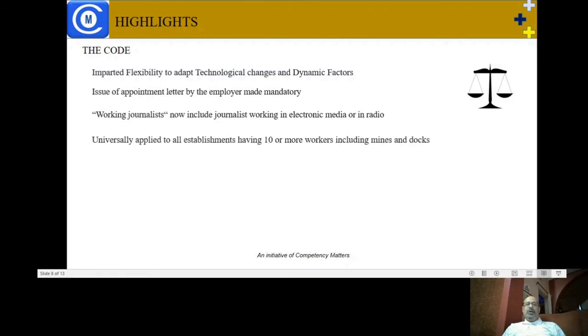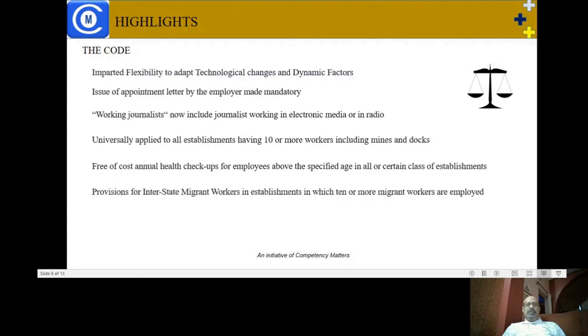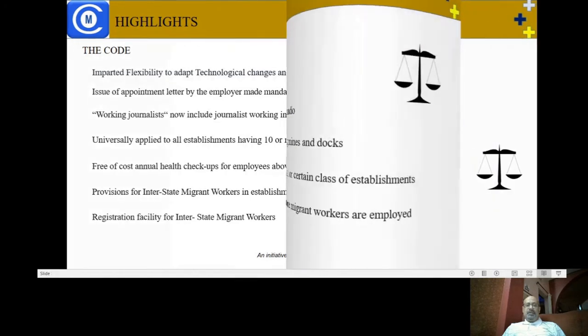Universally applied to all establishments having 10 or more workers, including mines and docks. Free of cost annual health checkups for employees above a specified age in all or certain class of establishments which will be notified by the government. Provision for interstate migrant workers in establishments in which 10 or more migrant workers are employed. Registration facility for interstate migrant workers.